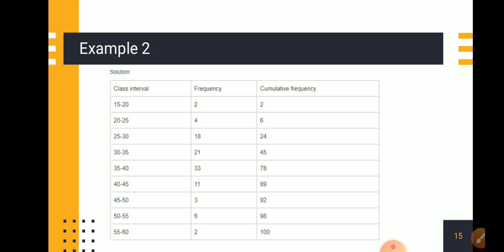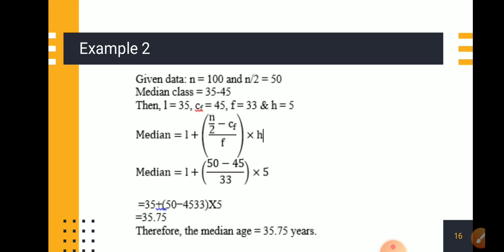Now 100 is n, so n by 2 is 50, and 50 would lie in the column 78. So for 78, when we look straight, we get 35 to 40, which is the median class. Now we substitute in the formula and we take out the median.